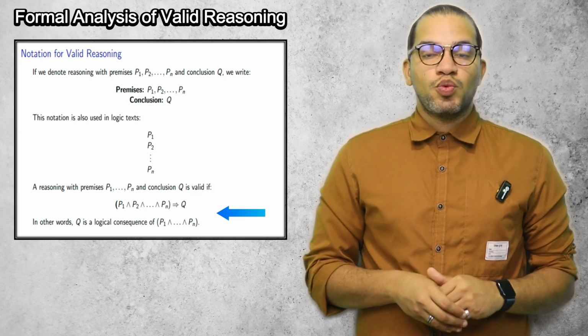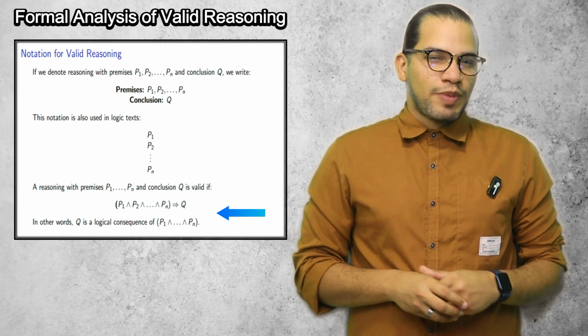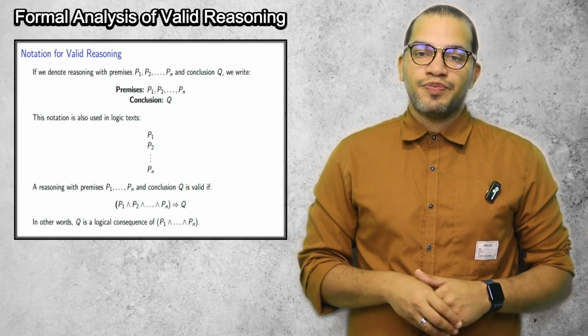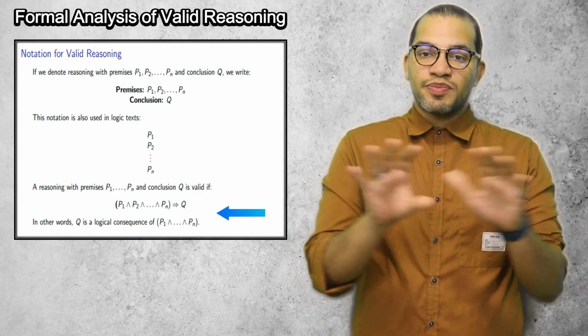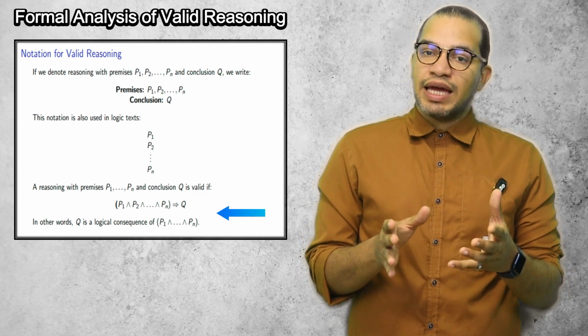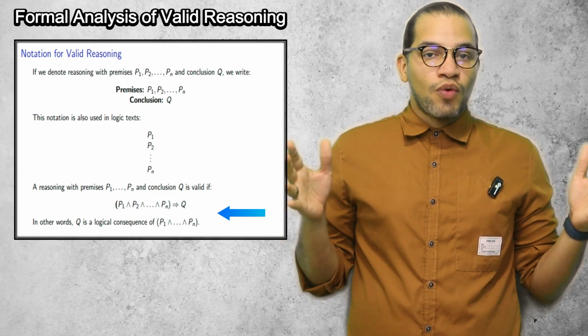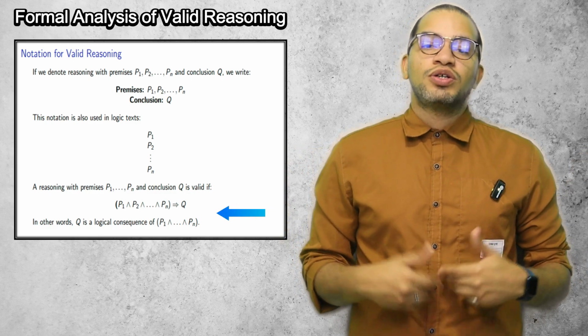We denote reasoning with premises P1, P2, until we get to Pn and conclusion Q, and we establish all of the premises and its conclusion. Now we say that a reasoning is valid if the conjunction of all of these premises logically implies Q. Now it is time to apply all of the rules of inference in order to confirm if a given reasoning is valid.